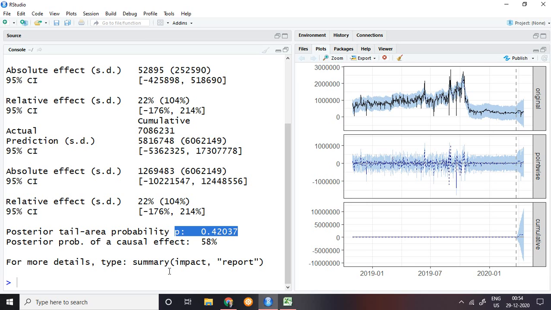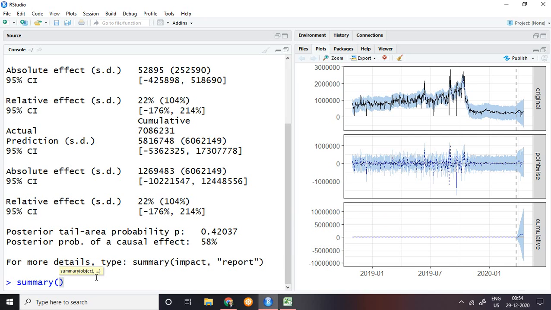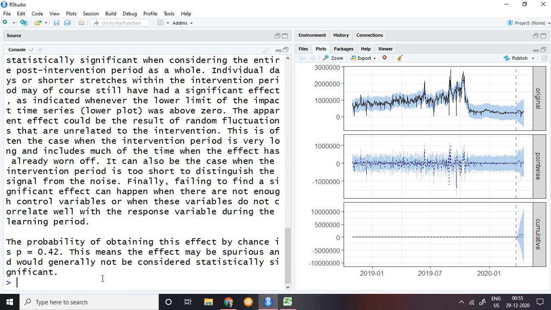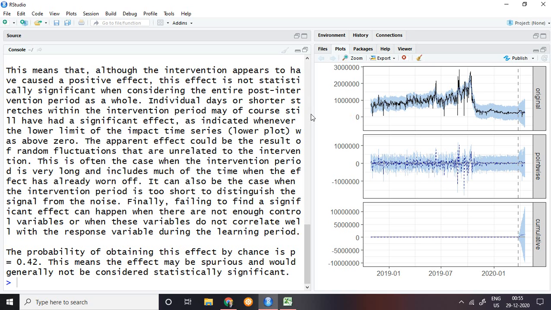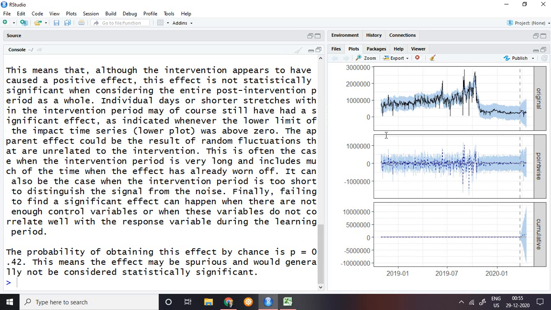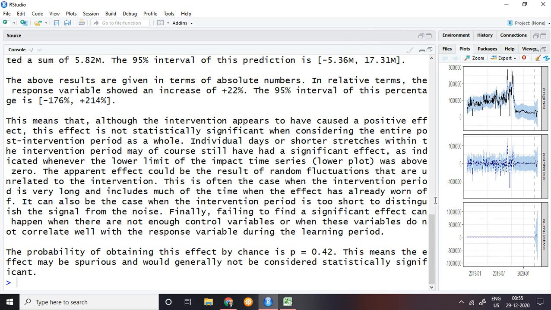In more detail, we can run the command summary(effect, "report"), so that I can get a detailed understanding of it, because I have saved the value in effect. Enter. So the moment I run it, I get a much more detailed understanding of this intervention output. So let me zoom in. Yeah, let's see.